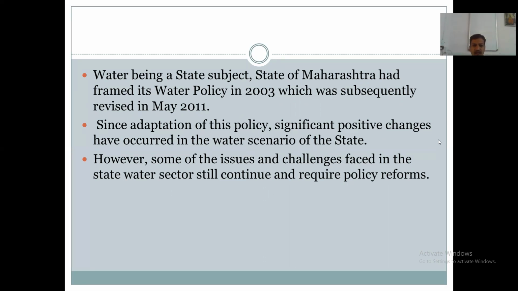So water is an important resource, which is a state subject. For that, a special department was formed, the Water Resources Department, WRD, of the Maharashtra state. The water policy was framed by them. This water policy was framed in the year 2003. After that it was revised in May 2011.